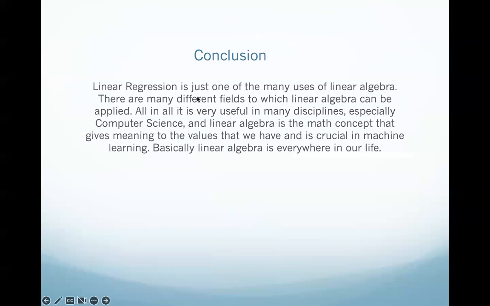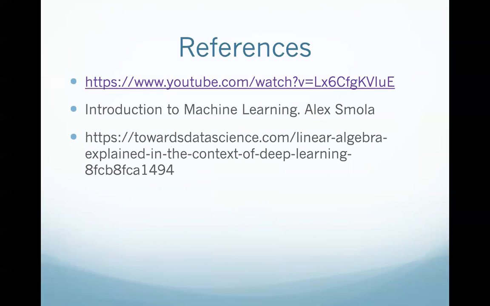Conclusion. Linear regression is just one of the many uses of linear algebra. There are many different fields where it can be applied. It's very useful in many disciplines, especially computer science. It's a math concept that gives meaning to the values, and it's so important and crucial. Basically, linear algebra is everywhere in our life. And these are the references. If you want, you can take a look at them.